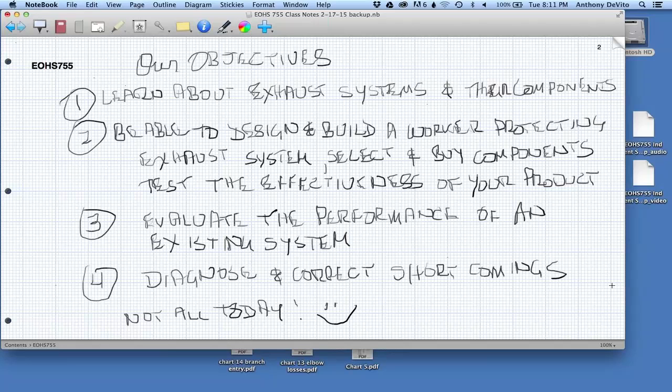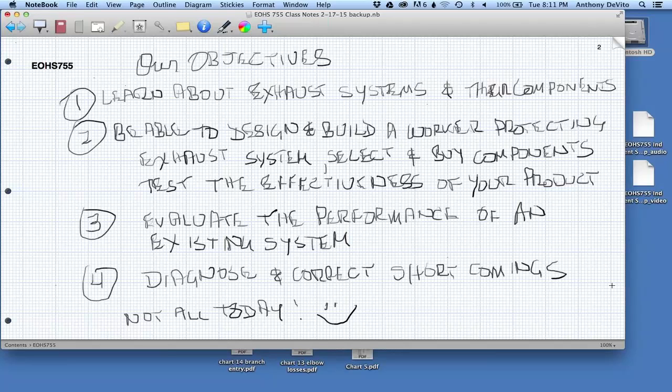By the end of this semester, even though you may not believe it right at this point, you guys are going to be able to design and build a local exhaust system from scratch that provides worker protection. You're going to know how to select all the components. I'm going to make sure you know where to go and buy them, how to size them, how to specify them, and when this whole thing is erected, how to test the effectiveness of the product that you've put together. Okay, that's really a core part of what we're going to learn how to do.